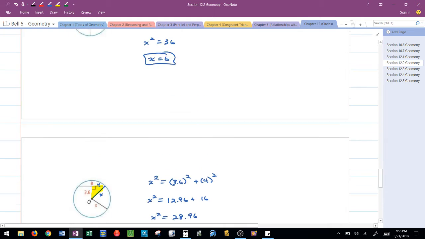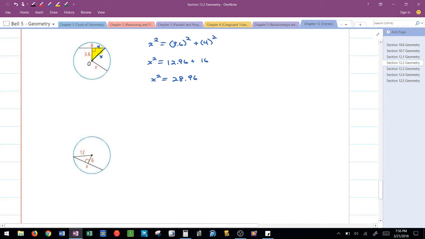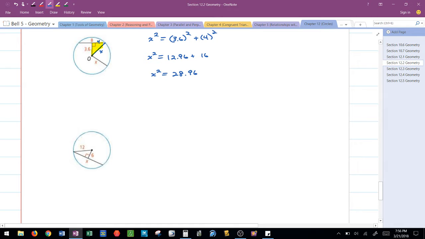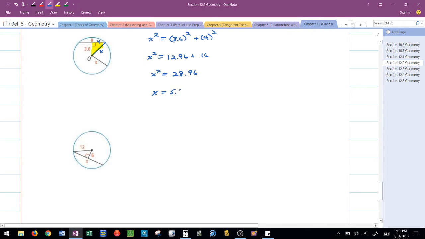So x squared is equal to 28.96. And did it say anything in the directions about rounding? Yeah, it said round to the nearest tenth. All right, so now to find x, I'm going to take the square root of that. So let's see, I need to add 16. All right, and then take the square root and round to the nearest tenth. So that would be approximately 5.4 units.